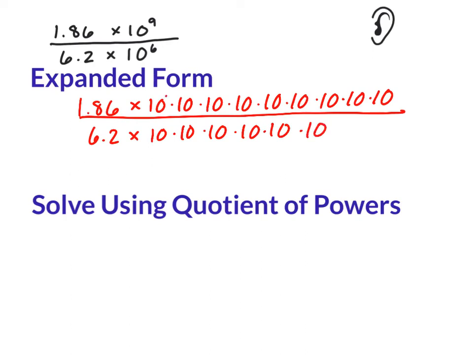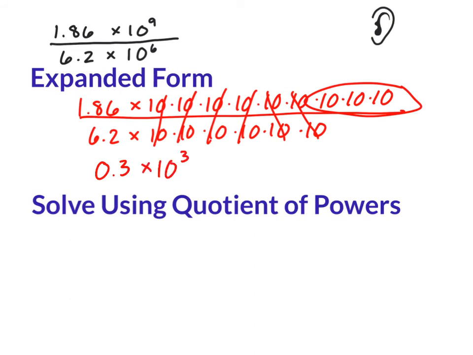Okay, so I can cancel out my 10s. And I'm left with 10 to the power of 3 on top because 10 is multiplied as a factor 3 times. And now I have to find what 1 86/100 divided by 6.2 is. And I see that it's 3/10. So far my answer is 3/10 times 10 to the power of 3.